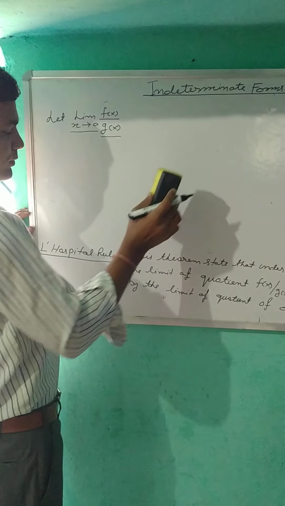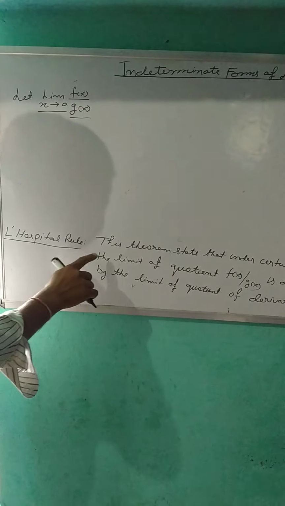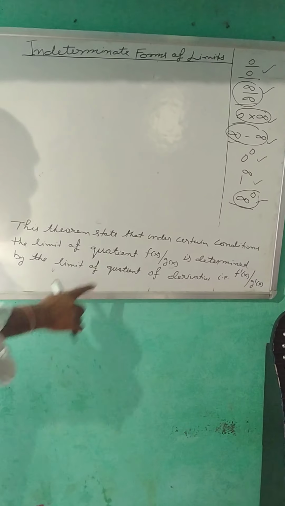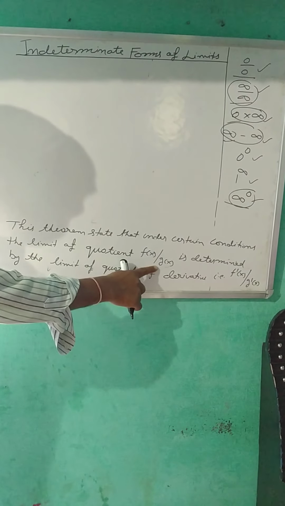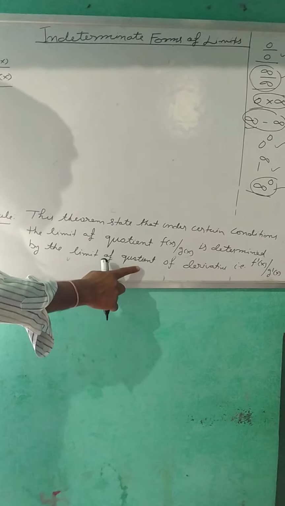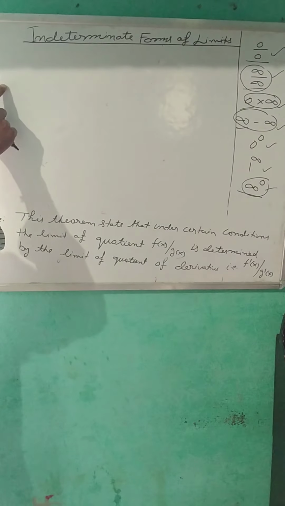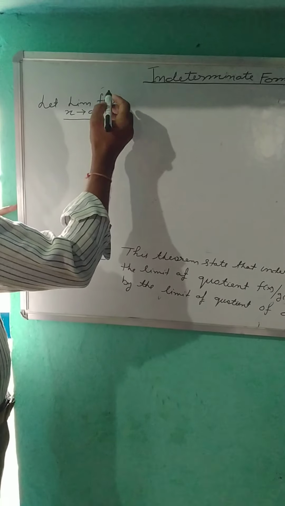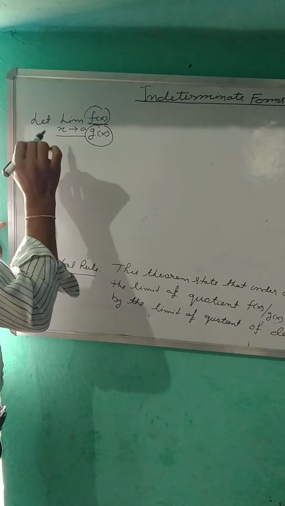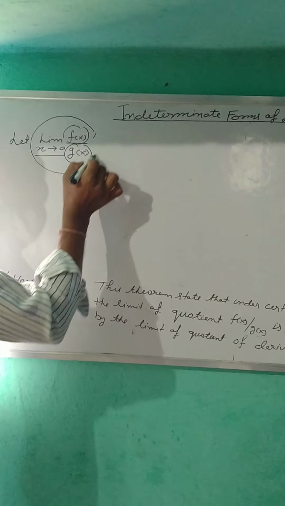For the solution of the indeterminate form, we use L'Hopital's rule, which states that under certain conditions the limit of the quotient function f(x) upon g(x) is determined by the limit of the quotient of derivatives. It means if we find the first derivative of the numerator and denominator, and then find the limit, then the limit of the function is the same as the limit of this function.